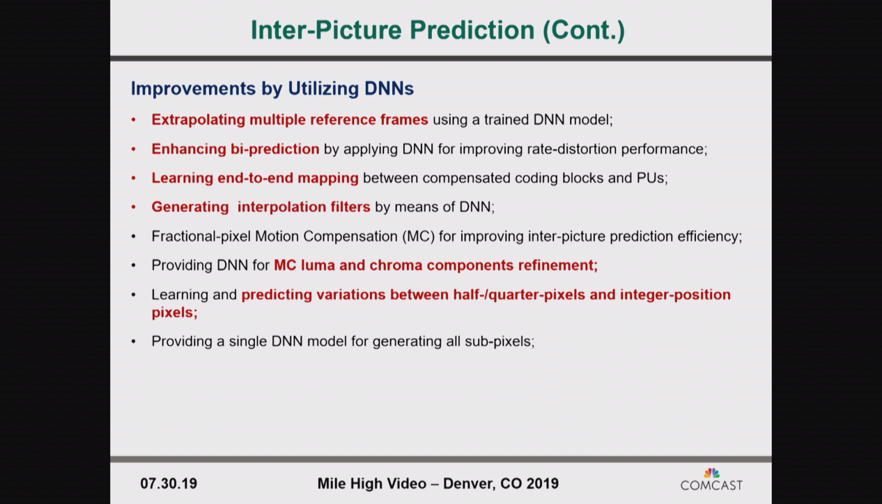What we can do by deploying neural networks, we can extrapolate multiple reference frames. We can enhance B prediction. We can, again, learn end-to-end mapping between compensated coding blocks and PUs, right? We can generate even interpolating filters, right? And all that will currently come with a bit rate reduction of something like 4%. It's more difficult to get coding gain here, okay? Because we also need good data for that. So current research shows something like 4, maybe 5, and a little more bit rate reduction compared to HM.